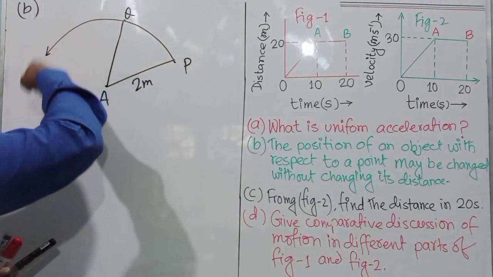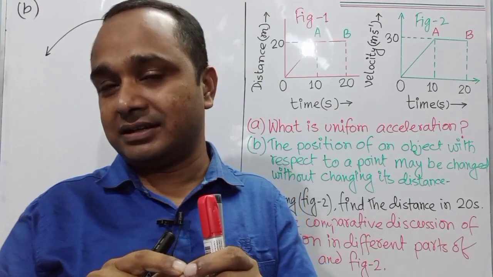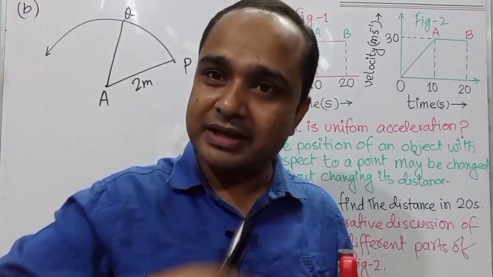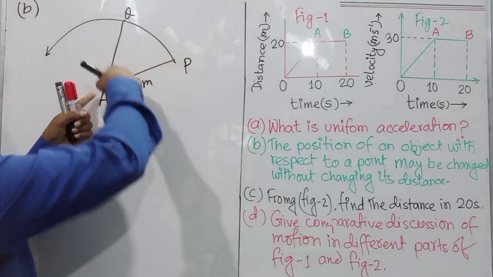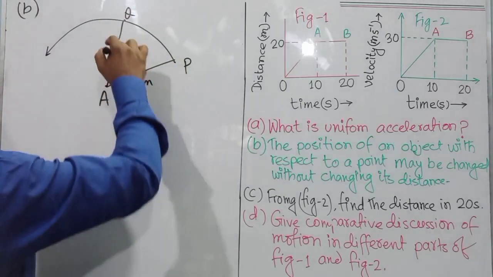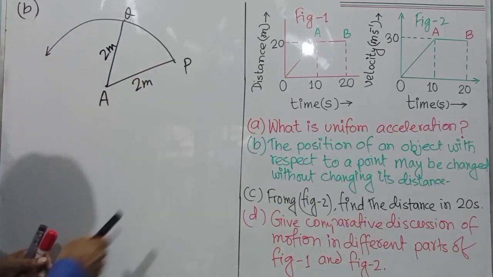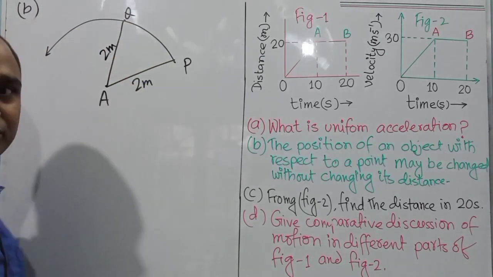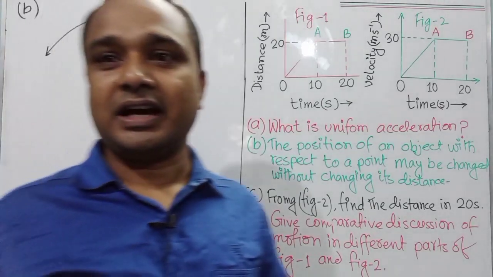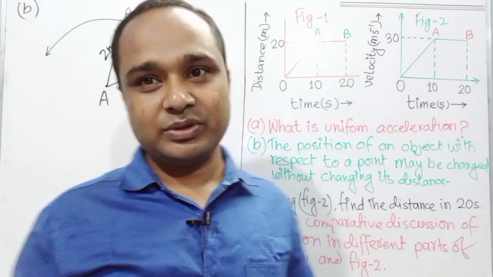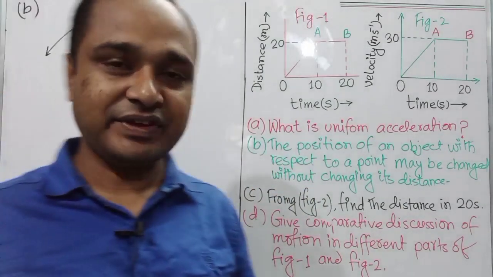When the particle is moving along a circular path, then the distance of the particle always remains equal to the radius of the circle. Here AP and AQ are the radius of the circle. So the distance of the particle at point P and at point Q will be the same, but its position is changing, right? I hope you got it. Okay, you can explain this phenomenon by the figure.